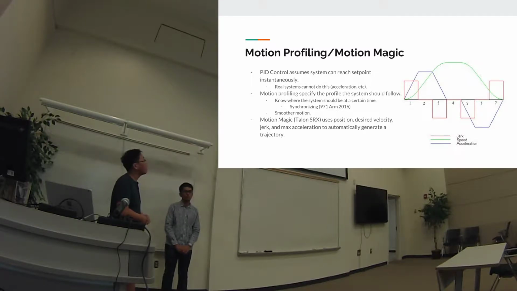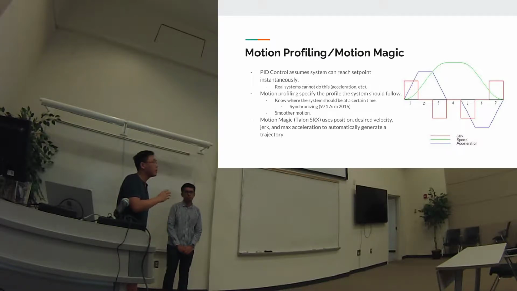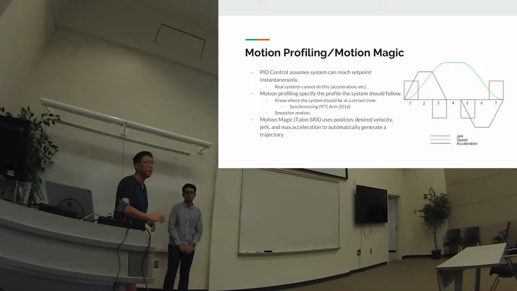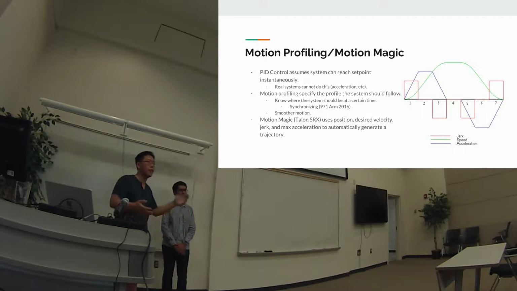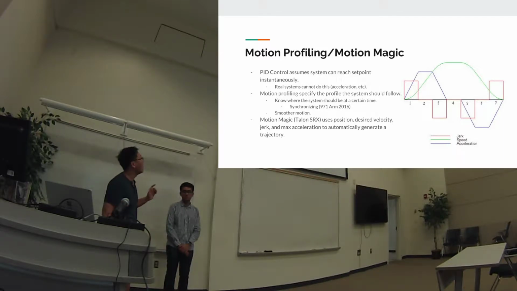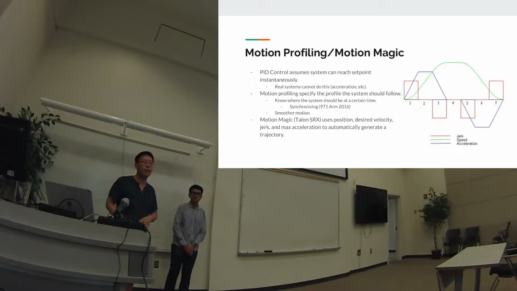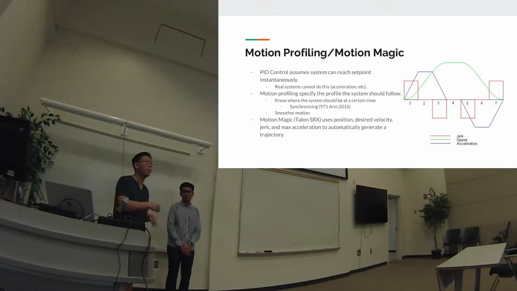And then also, as we mentioned with the 971 example with their shooter arm, this allows you to synchronize motion between your different mechanisms because you know where your mechanism should be over time. Whereas PID is kind of like jump into place all at the same time. And that can be bad, like where you have the unfolding intake like 971 did. If it just all jumps to position, then it's probably going to hit each other, and that's bad, of course. And then with motion magic, again, that's just the specific name for a type of motion profiling that's on board the Talon SRX.